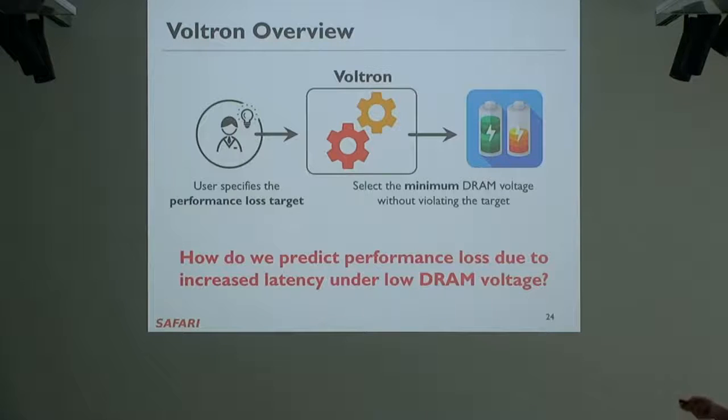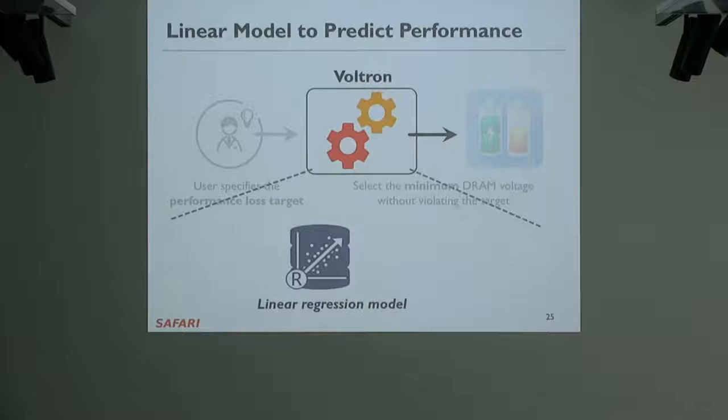in between. So one of the things that you need for this is you need to predict the performance loss due to increased latency under low DRAM voltage. So there's a model, performance model, that Voltron needs to incorporate. And in this case, the performance model is based on a linear regression model. In general, I don't like these sort of regression models, but that's okay. This is a proof of concept because it's not clear if they always work.